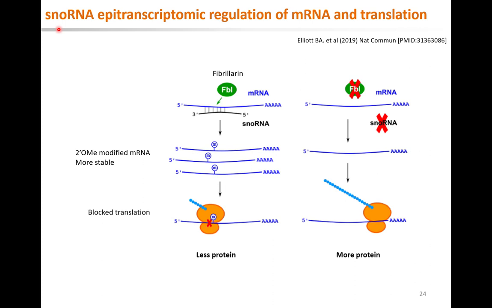Recently, snoRNAs have been shown to guide epitranscriptomic modifications of mRNA. In the figure on the left, snoRNAs U32A and U51 guide the 2'-O-methyltransferase fibrillarin, FBL, to modify internal 2'-O-methylations in the mRNA. The modification stabilizes the mRNA but blocks mRNA translation. In the figure on the right, without snoRNAs and fibrillarin, the mRNA is unmodified and less stable. However, paradoxically, the translation efficiency is greatly increased to make higher levels of the protein.